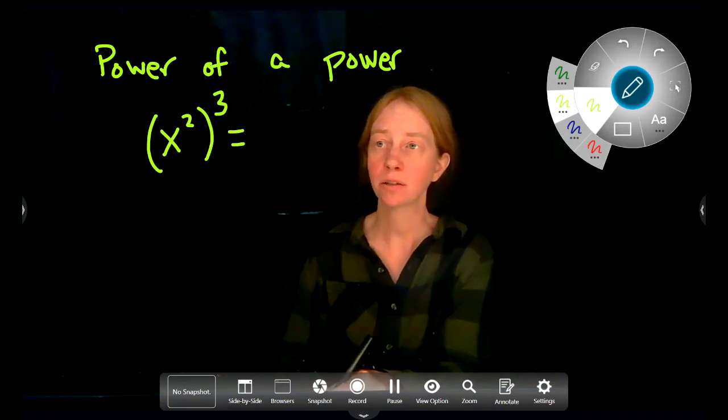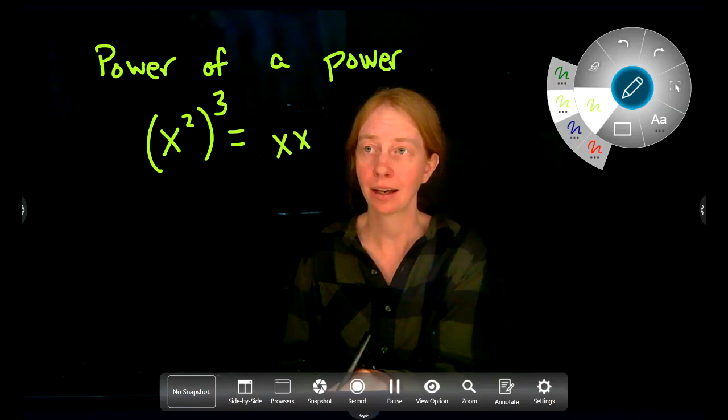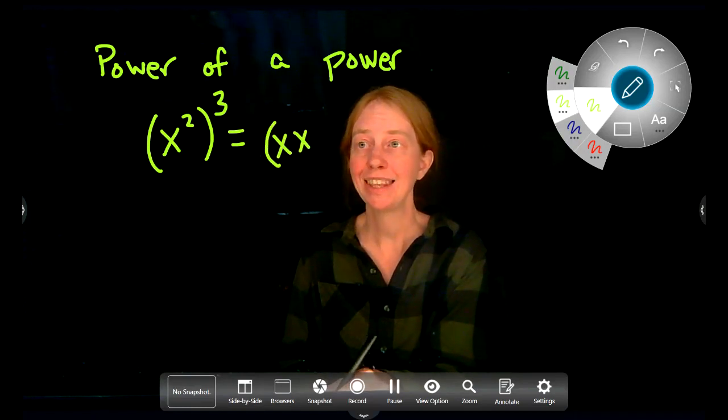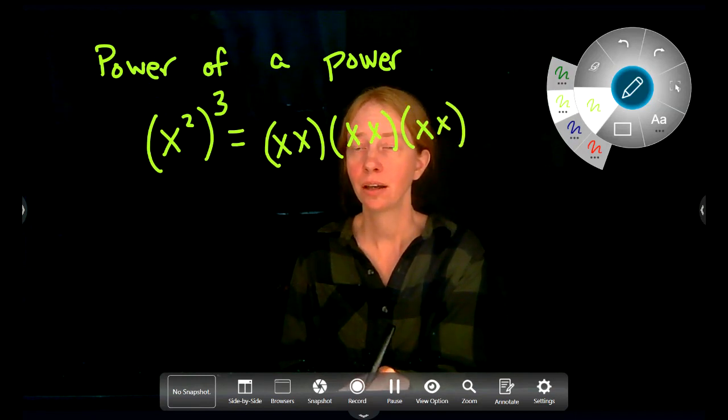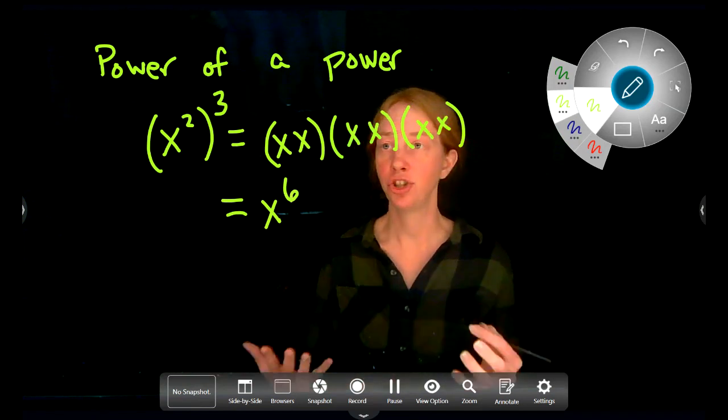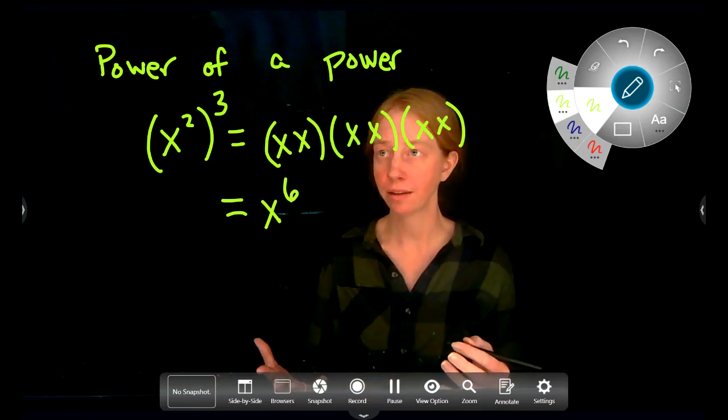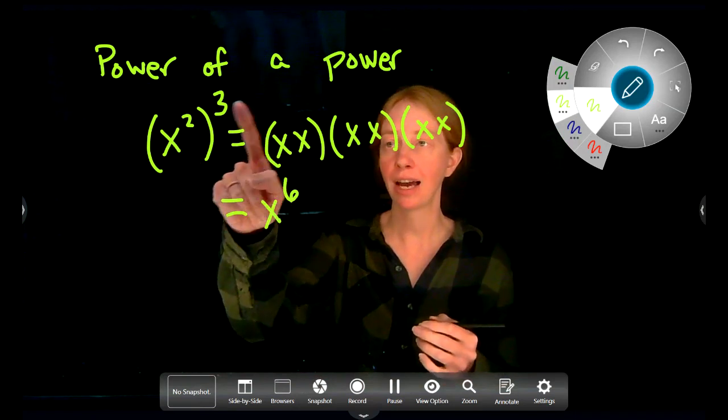Let's talk about what that would actually mean if we wrote out all those x's. x squared is x times x. If we did this to the third power, that means we have 3 of these. All total, we have 1, 2, 3, 4, 5, 6 x's. Our generalized rule for this is that we multiply these exponents together.